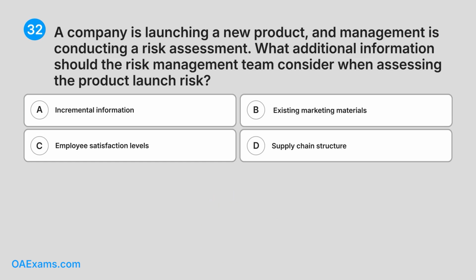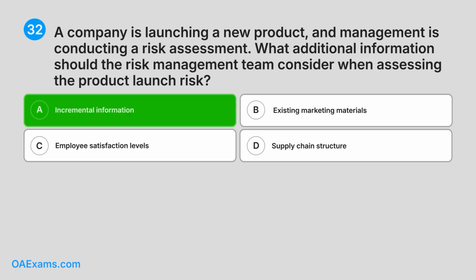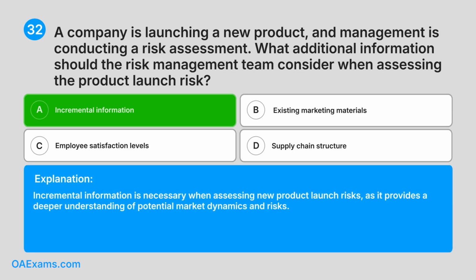Correct answer. A. Incremental information. Explanation. Incremental information is necessary when assessing new product launch risks, as it provides a deeper understanding of potential market dynamics and risks.